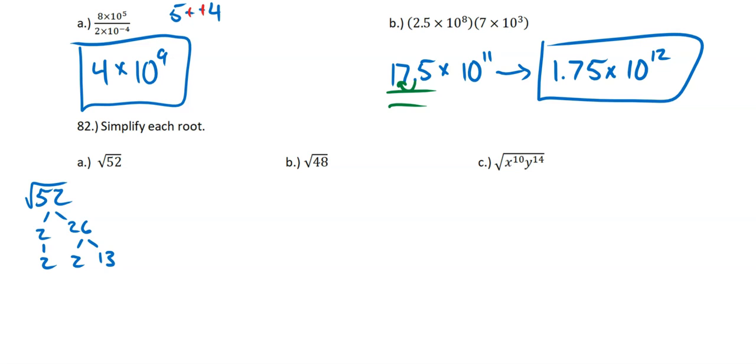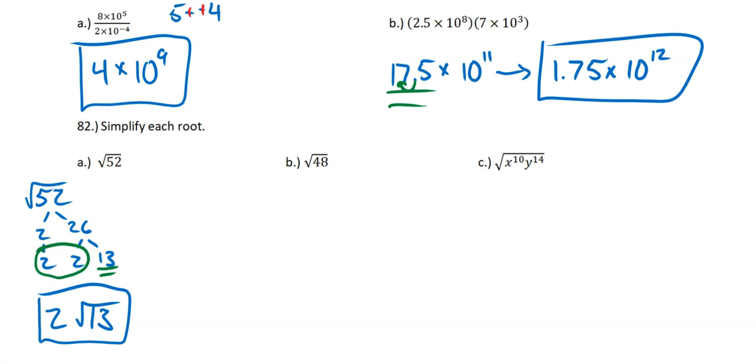And now to take the square root, I look for pairs. Here's a pair of 2's. So since I found a pair of 2's, I put a 2 on the outside of the radical. And since this guy doesn't have a pair, he stays inside the radical. He stays under the square root. Okay? And then applying the same thing, but with our different rule. So here's option number 2.